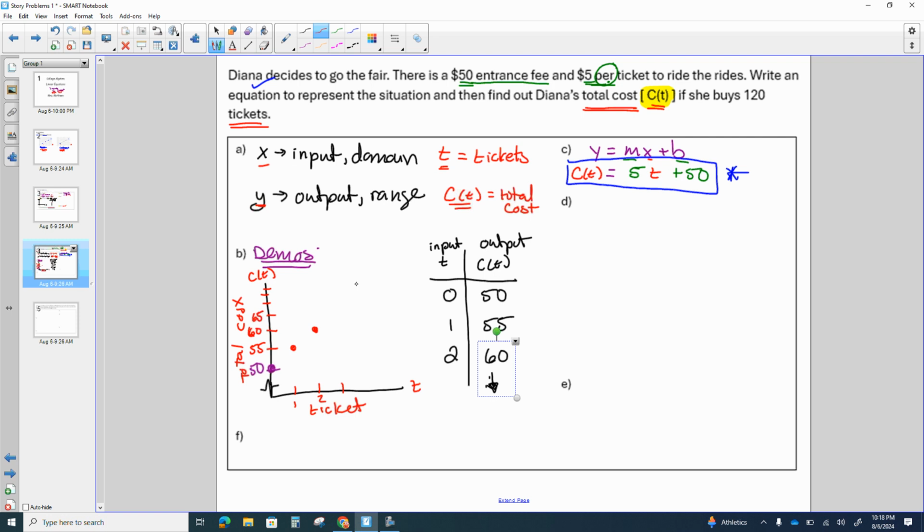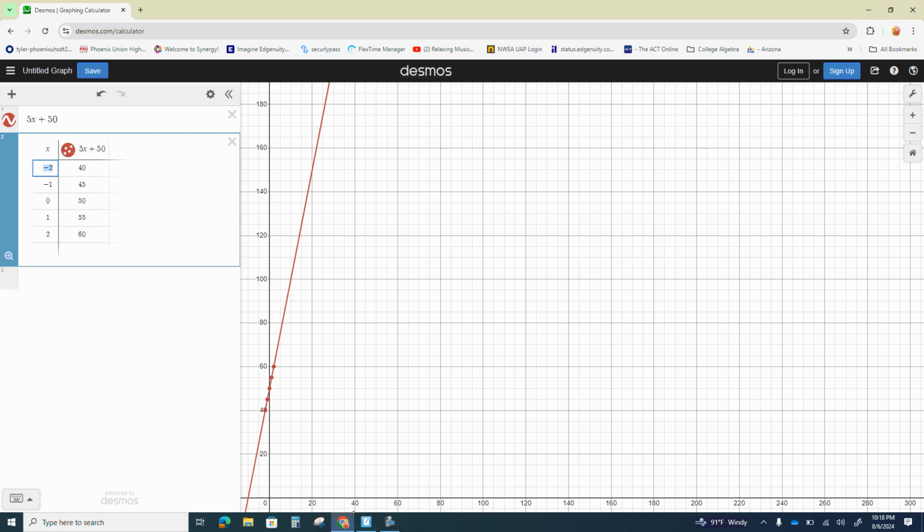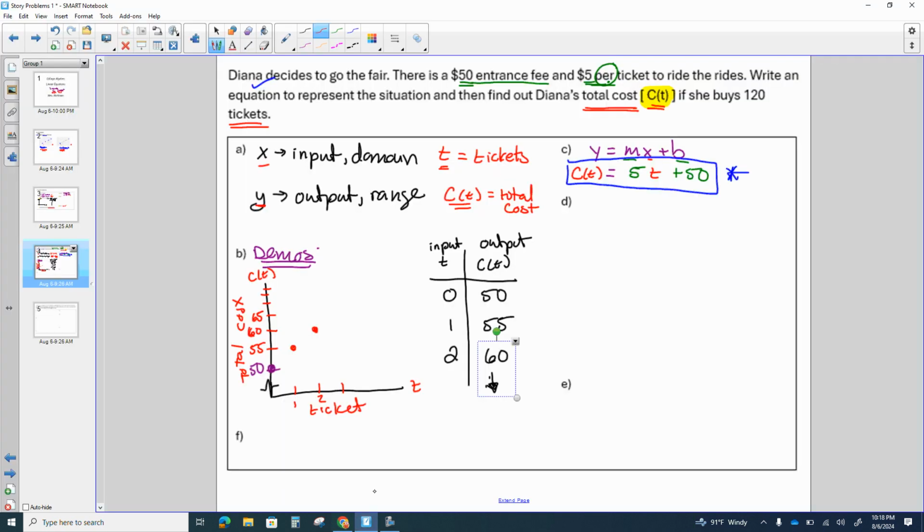Now at this point, I do want to ask myself if I want to connect the dots like they do in Desmos, or do I want to keep them as dots? So this is where I have to make that decision. And what I'm going to do is ask myself, can I purchase half of a ticket? No. I have to either purchase 1 ticket or 2 tickets. They're not going to allow me to purchase half of a ticket. So in this case, I'm going to leave them as dots. Desmos shows it connected. It is not connected. This is a discrete graph, and I'm going to keep it that way. All right, so that kind of gets these parts already.